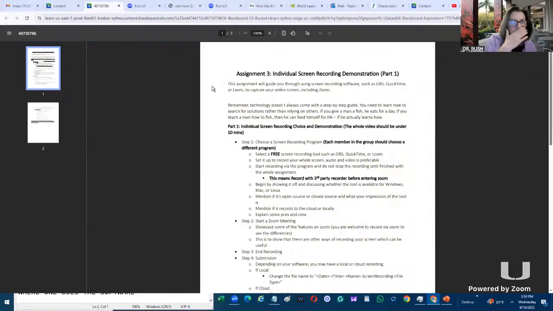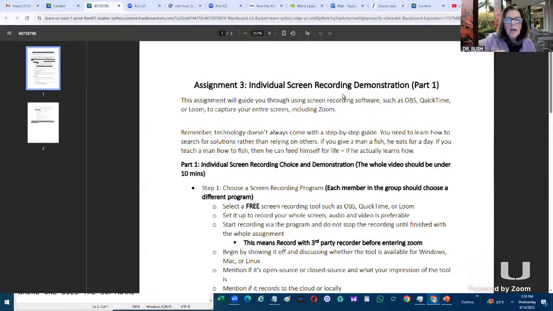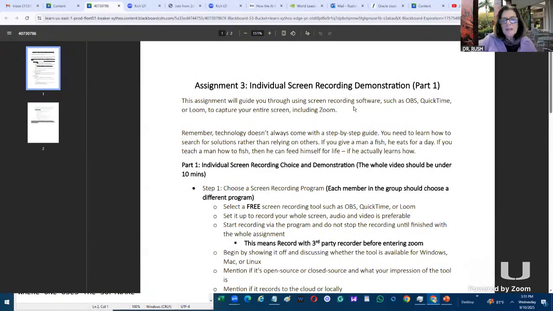These are the steps, and I thank my TAs for going through these. The demonstration of part 1, in this case, this assignment will guide you through using a screen recording software. There are many screen recording softwares out there. Some of you may be familiar with them: QuickTime, OBS, Loom, there are many of them. And one of the things that's important, and I want to keep this in mind for this group's work, is that everybody in your group will choose another recording program.